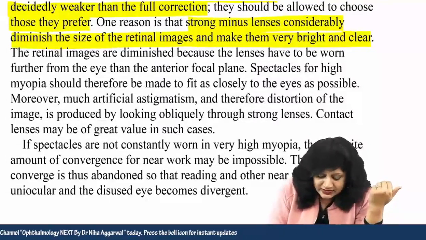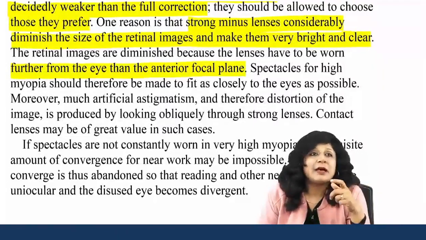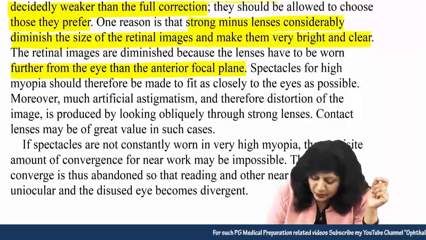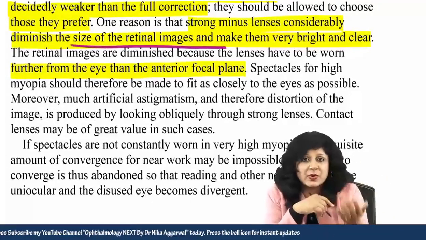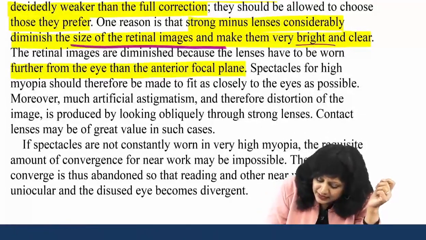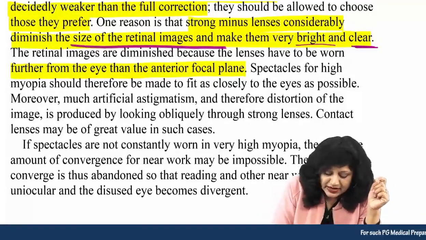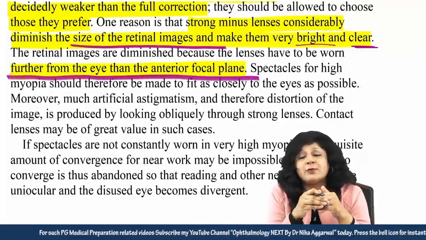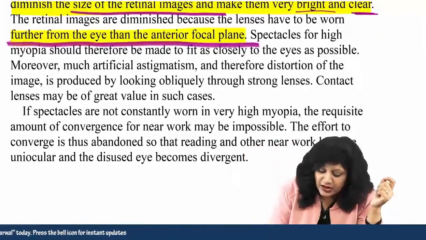images are diminished because lenses have to be worn further from the eye than the anterior focal plane. So what is happening when the person is wearing these high concave lenses given for myopia? The size of the retinal images is very small. That's why these are called minus lenses. But apart from that, the images become bright and clear also. Yes, they become smaller in size because lenses have to be worn farther from the eye than the anterior focal plane. That is why in myopic correction, the size of the images goes on decreasing. Spectacles for high myopia.